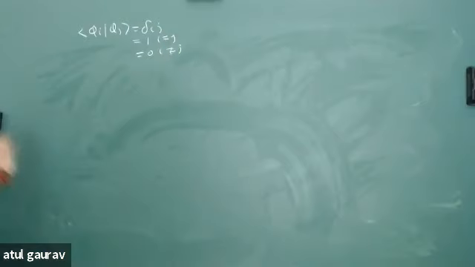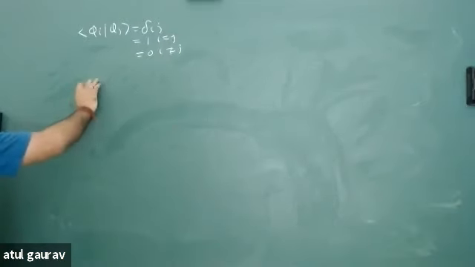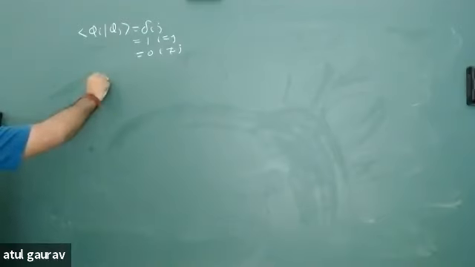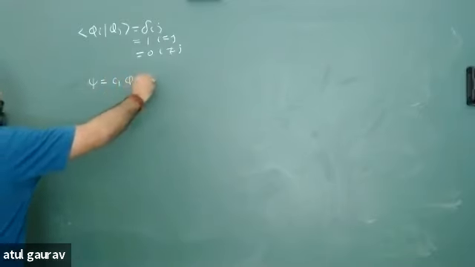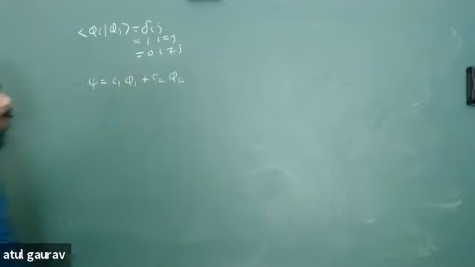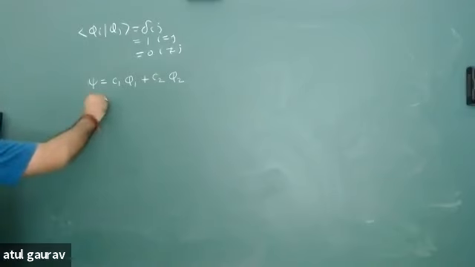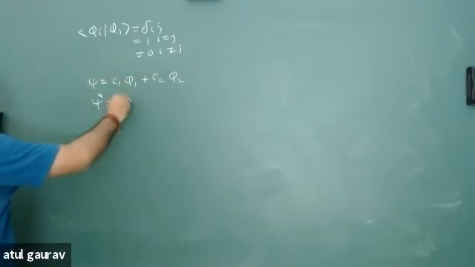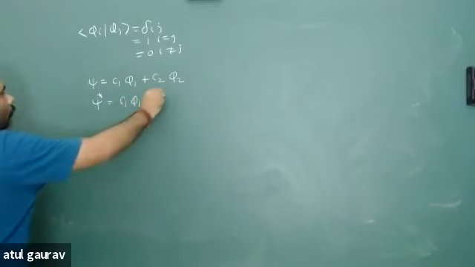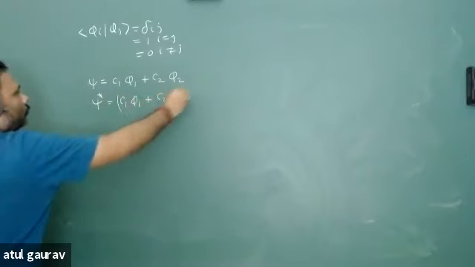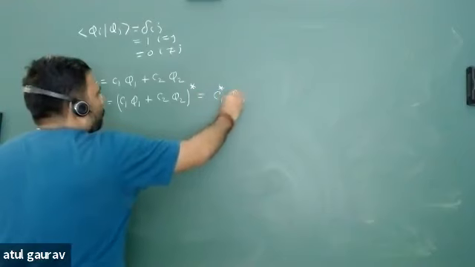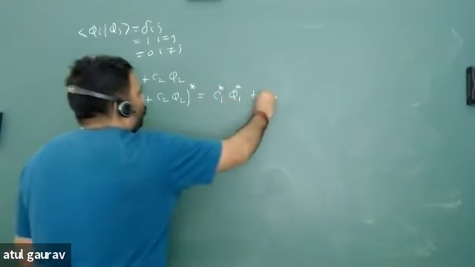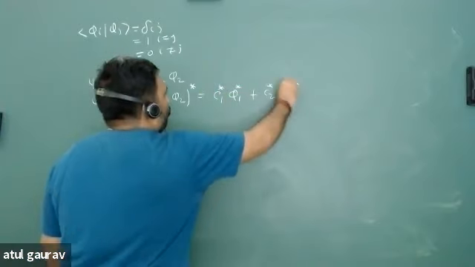Now look at here, this is very interesting. Suppose I have written psi as C1 phi 1 plus C2 phi 2. What will be psi star? The psi star will be just C1 phi 1 plus C2 phi 2, whole star, which will be equal to C1 star phi 1 star plus C2 star phi 2 star.